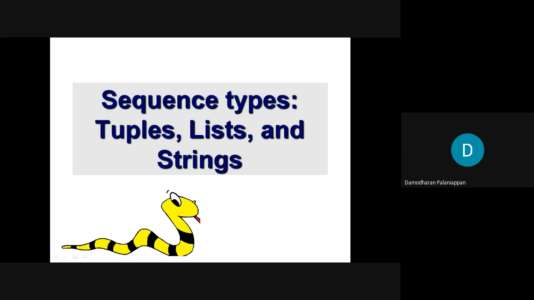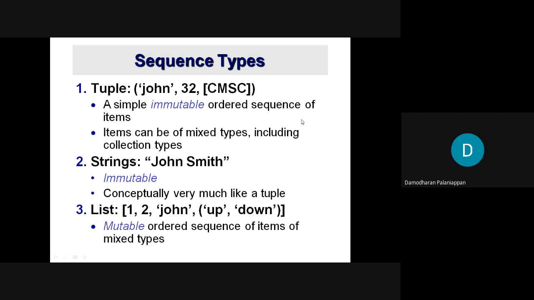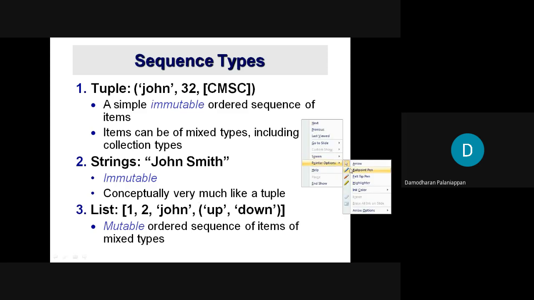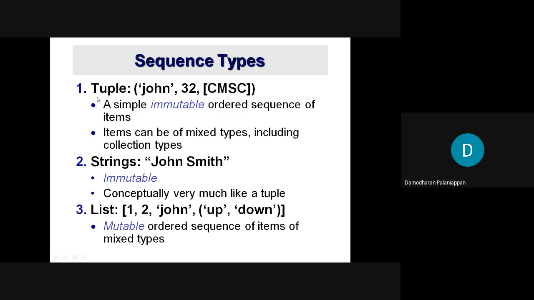One we can call tuples. Another one we can call a list. Why is it a sequence? Because we are able to access the entire data or a part of the data. That's why we call them sequence types. You can see there are three types of sequence. One is the tuple, another is strings, and the third is the list.